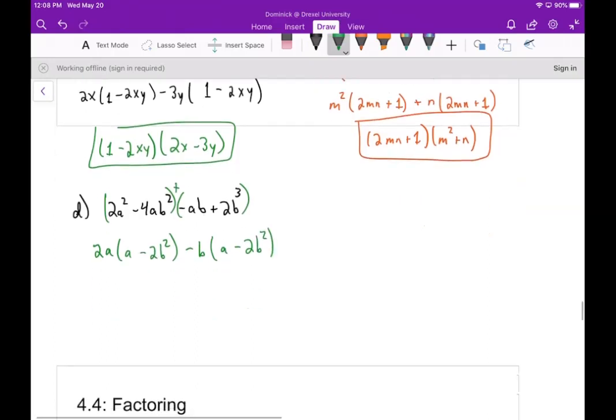Okay, so they do match. So now I can take the a minus 2b squared out. And then what do I have left? I have a 2a minus b left. Okay, so that's factoring by grouping.